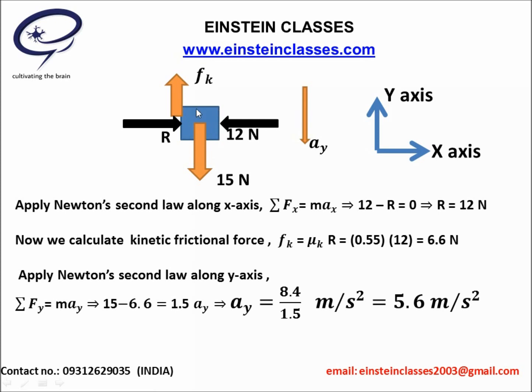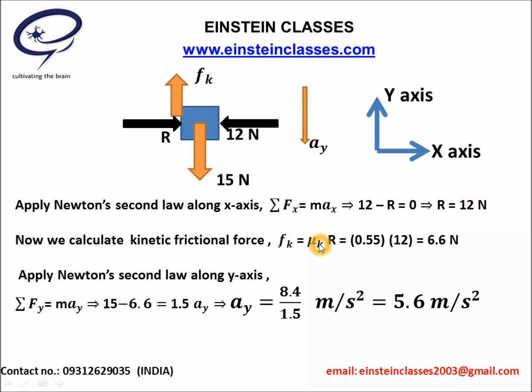Now we have to apply Newton's second law along the y-axis. Obviously the net force along the y-axis is 15 minus Fk, but we do not know the value of Fk. That's why we have to find the value of Fk. Now Fk equals mu k into R. Mu k in the problem is 0.55, but the normal reaction, by applying Newton's second law along the x-axis, we can get the value of normal reaction as 12 Newton.